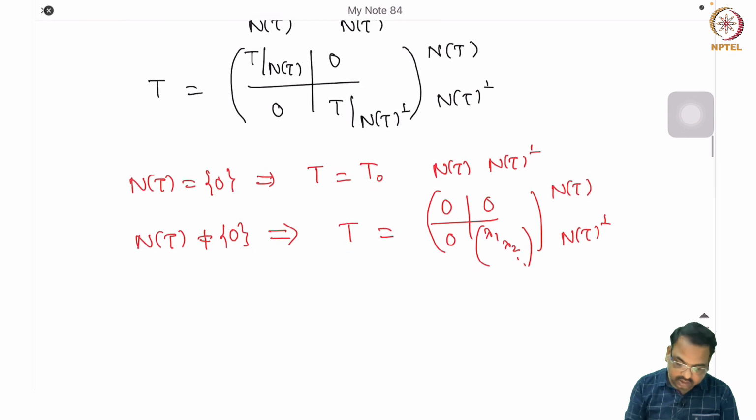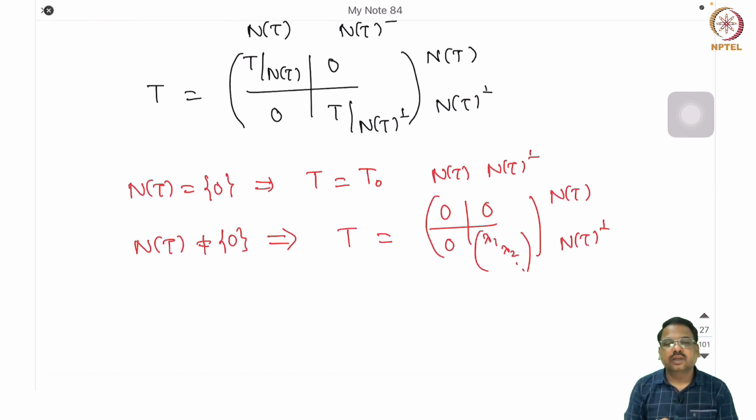Okay, so these are two important observations. In fact, we can get many important consequences from the spectral theorem. So we will be discussing those consequences at a later stage.